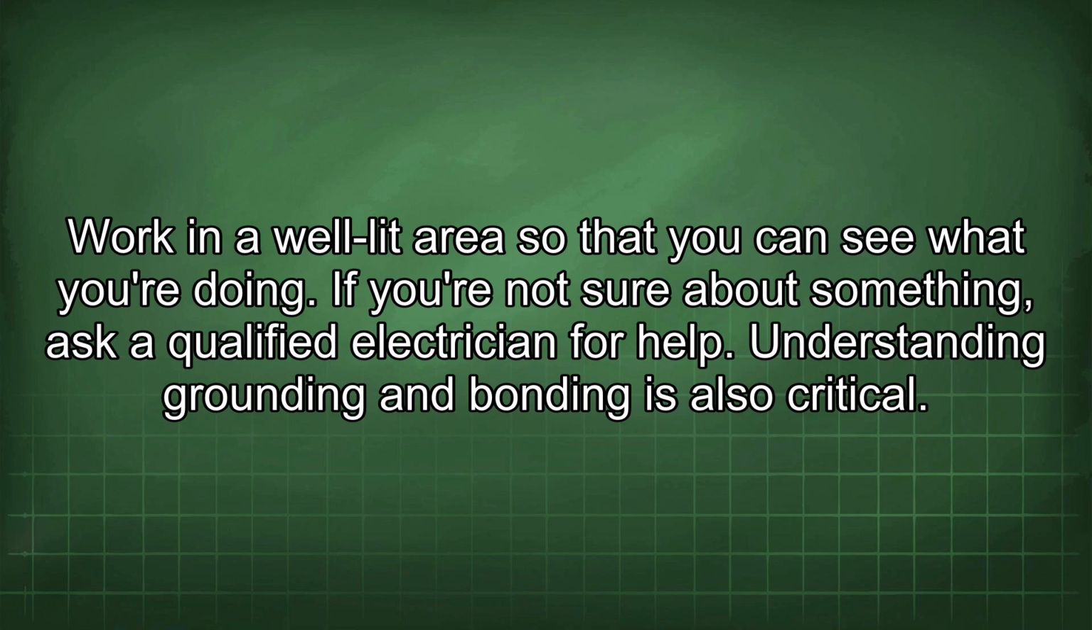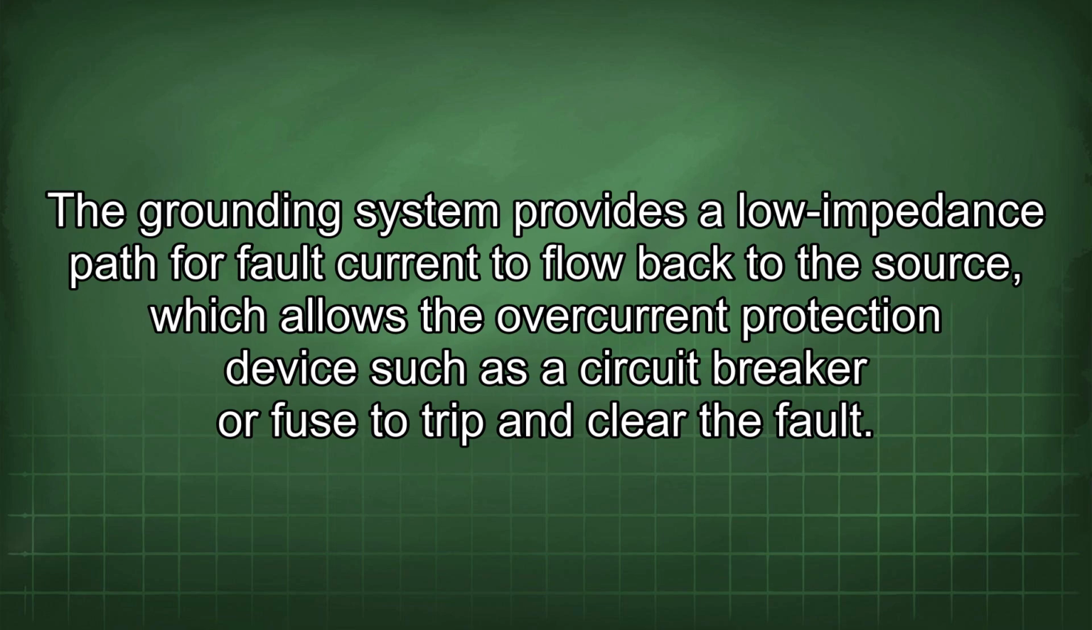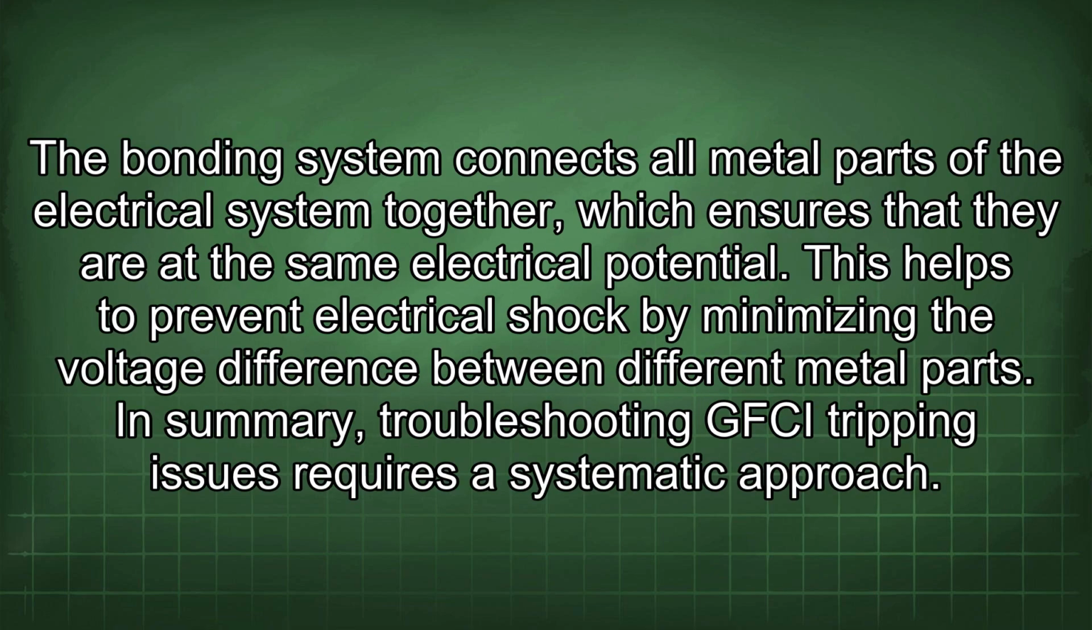Understanding grounding and bonding is also critical. The grounding system provides a low impedance path for fault current to flow back to the source, which allows the overcurrent protection device, such as a circuit breaker or fuse, to trip and clear the fault. The bonding system connects all metal parts of the electrical system together, which ensures that they are at the same electrical potential. This helps to prevent electrical shock by minimizing the voltage difference between different metal parts.